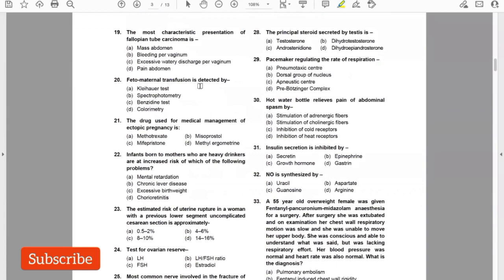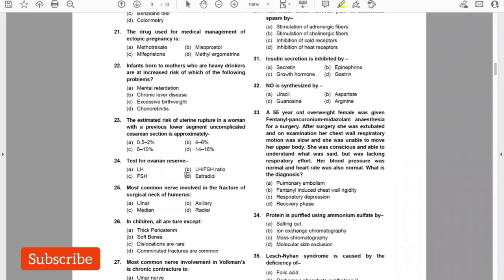Feto-maternal transfusion is detected by the Kleihauer-Betke test. So answer A. The drug used for medical management of ectopic pregnancy is methotrexate. Infants born to mothers who are heavy drinkers are at risk of which of the following problems? So alcohol, the answer is mental retardation. The estimated risk of uterine rupture in a woman with a previous lower segment uncomplicated cesarean section is approximately 0.5 to 2%.